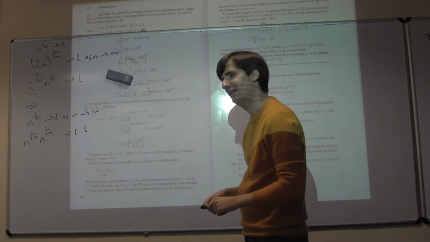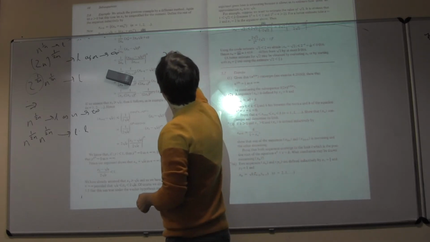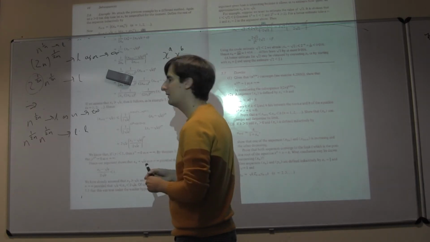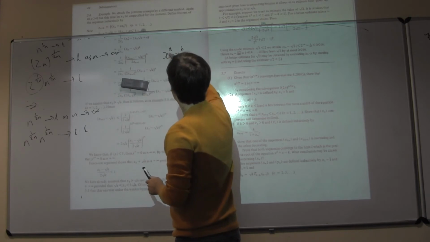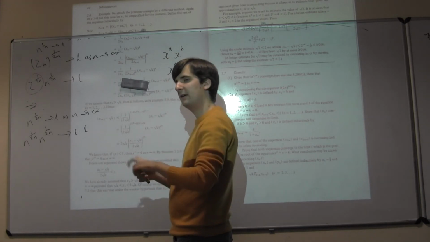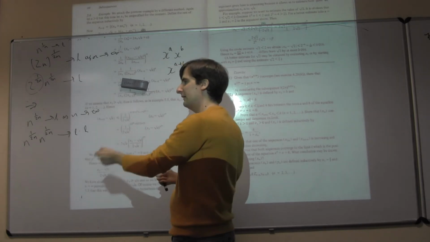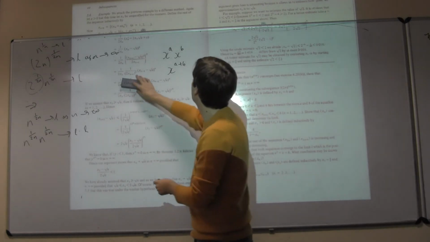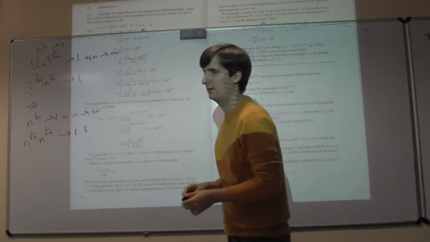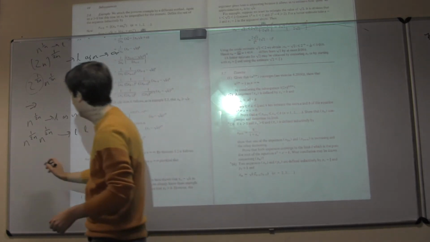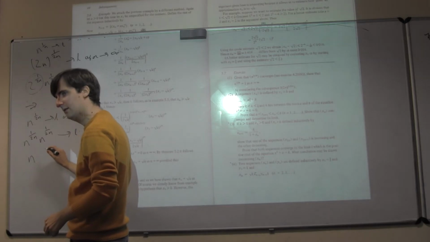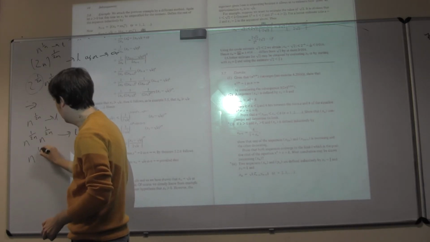I have forgotten the rule. If you have x to the power of a times x to the power of b, that's x to the power of a plus b. Think of x squared times x cubed. x squared is x times x, x cubed is x times x times x. So in total you have x times x times x times x times x. 2 plus 3 is 5. So this is 2 over 2n, so it is 1 over n.